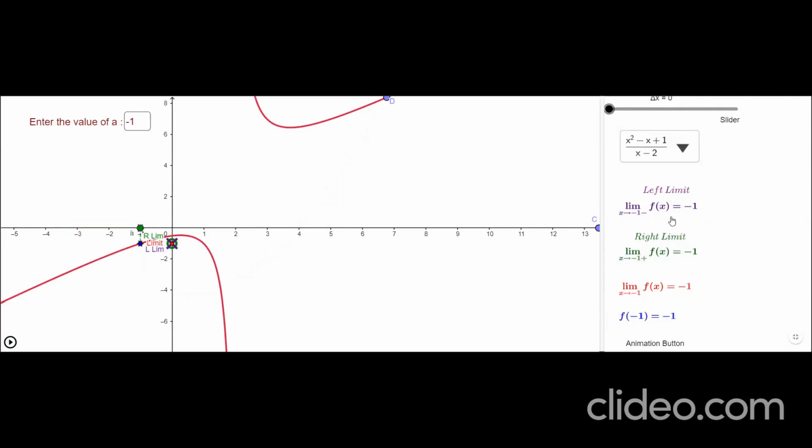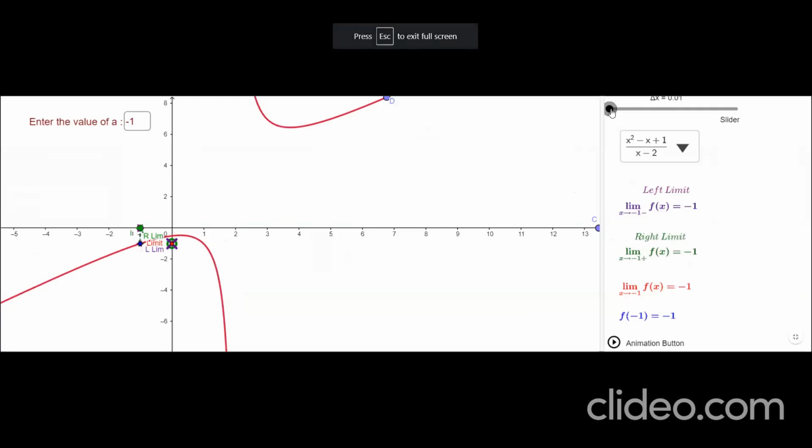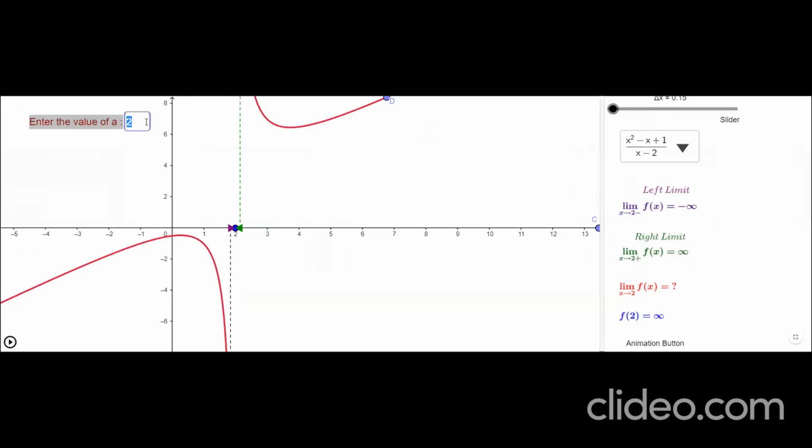So in this case, I am calculating the value x is equal to 2. You know that when x is equal to 2, the graph is not defined. Right? So here, what happens to this value? I'm moving your graph from left and right side. The point I want to calculate is at 2, so I changed to 2. See? Now you see what happens to this. This is the meaning of infinity.